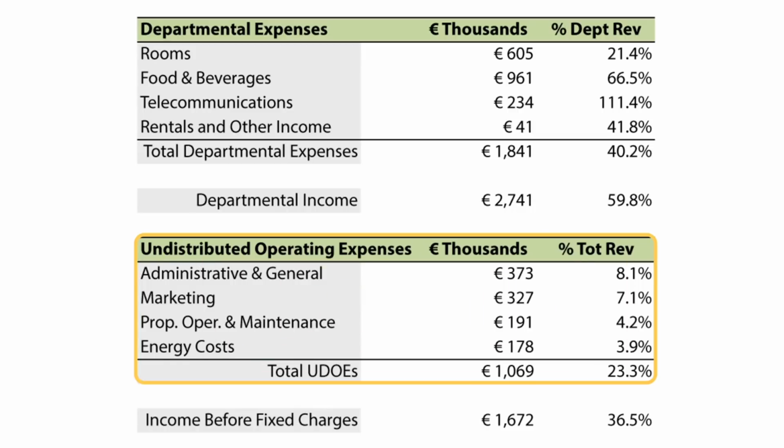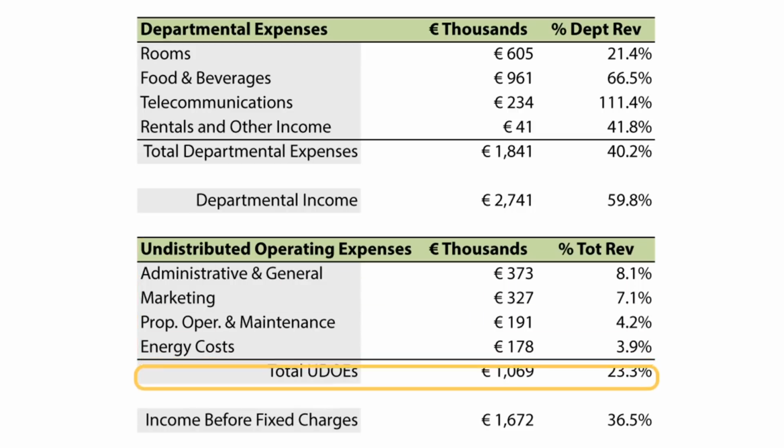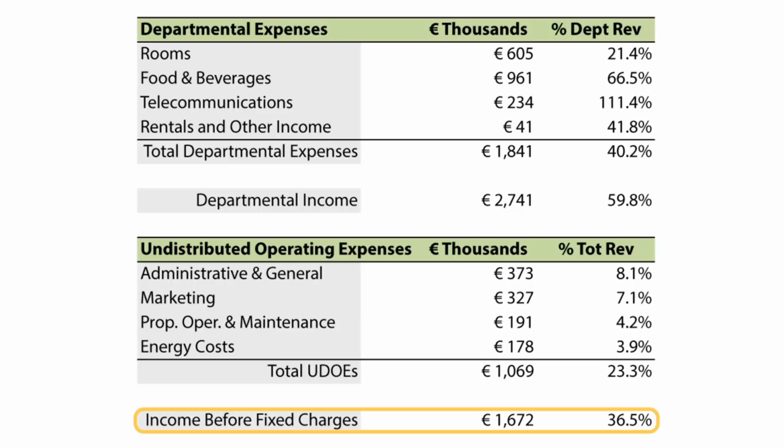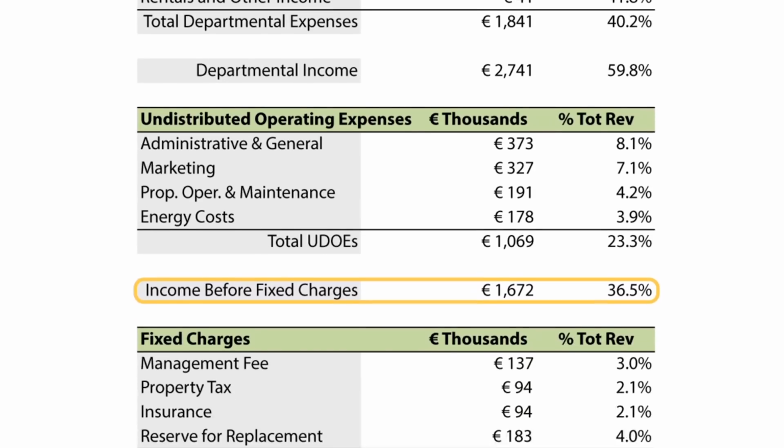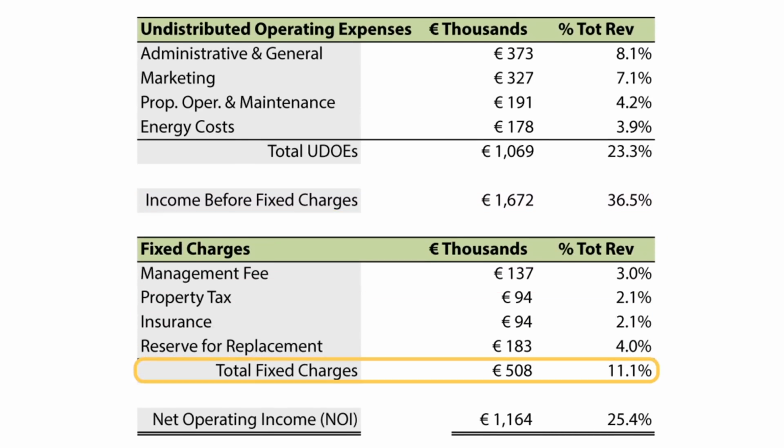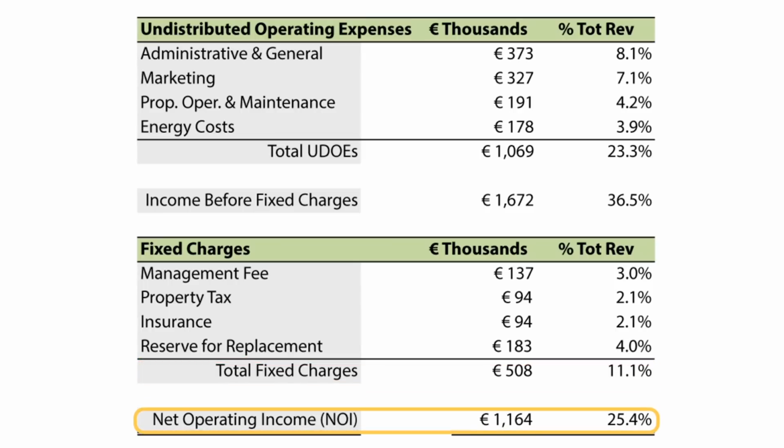We have our undistributed operating expenses. They total 23.3% of revenue, which gives us an income before fixed charges. And then we further deduct another 11.1% of our revenues with the fixed charges to obtain, finally, our net operating income. First year, 1.164 million on revenue of 4.582 million. This is precisely 25.4% total revenue.